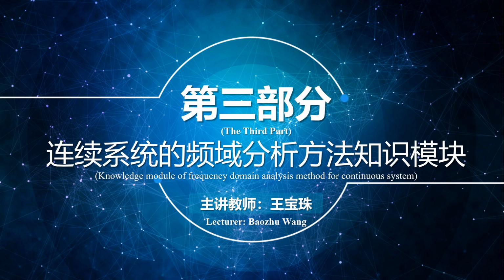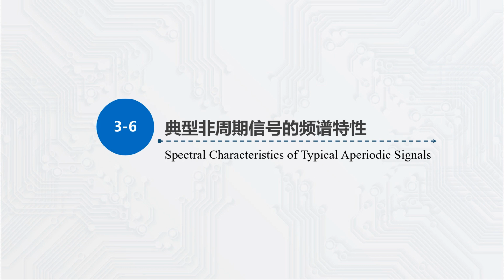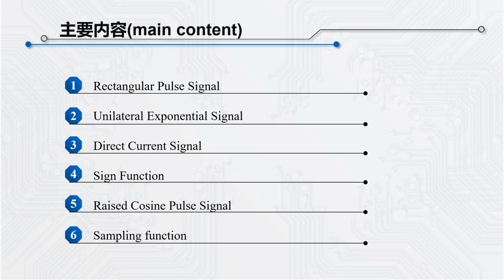Hello everyone! In this lesson, we will continue to learn the frequency domain analysis module of continuous system. Today, we will study the spectral characteristics of typical aperiodic signal. Typical aperiodic signals include rectangular pulse that you have learned in the first knowledge module, unilateral exponential signal, DC signal, sine function, raised cosine pulse signal, and a sampling function.